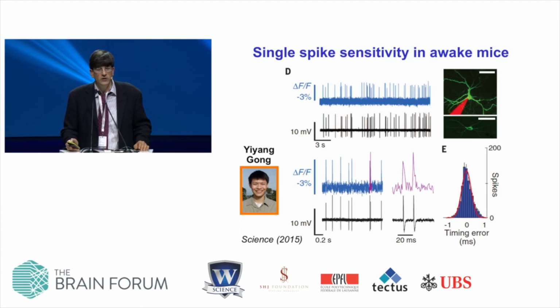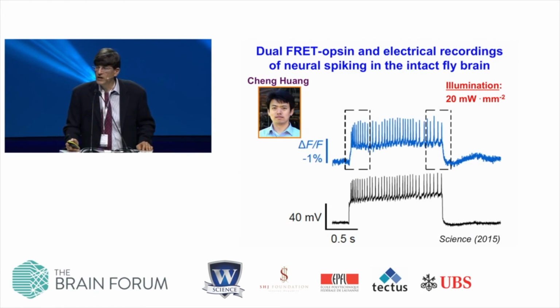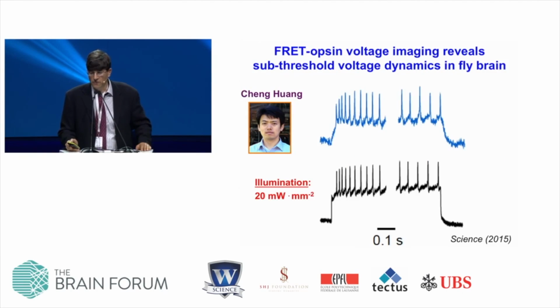And moreover, we can do so with about 200 microsecond spike timing precision. So if you see the panel in the lower right, this shows us a very nice Gaussian distribution of the spike timing errors with a width of about 200 microseconds. Moreover, we can not only see spikes, we can also see subthreshold facets of the membrane voltage dynamics. This is illustrated here in recordings actually from a neuron in the intact fly brain. You can very nicely see the action potentials as well as subthreshold facets of the depolarization.